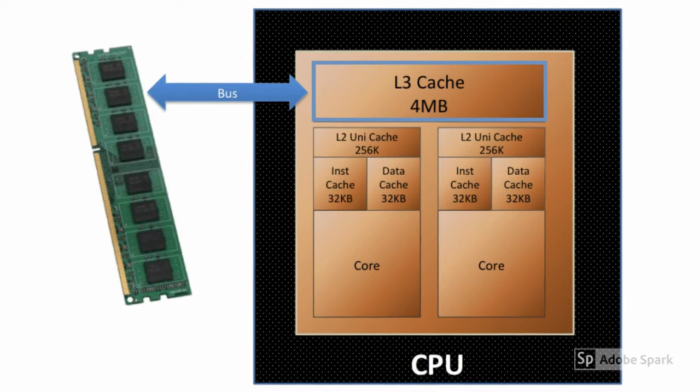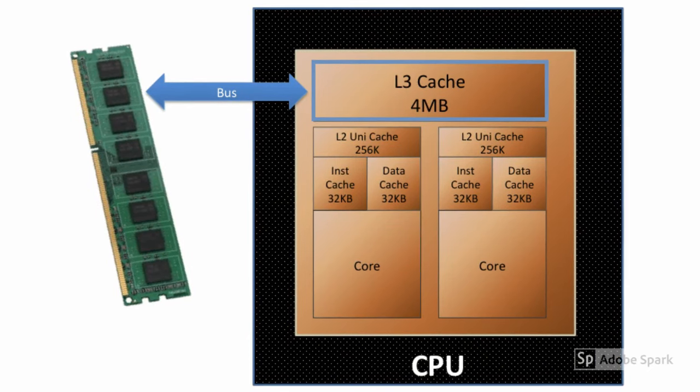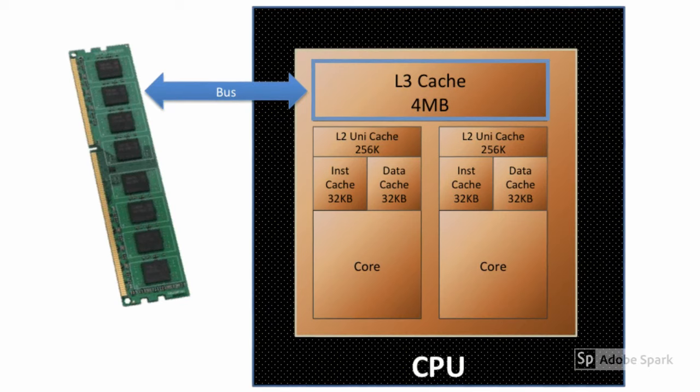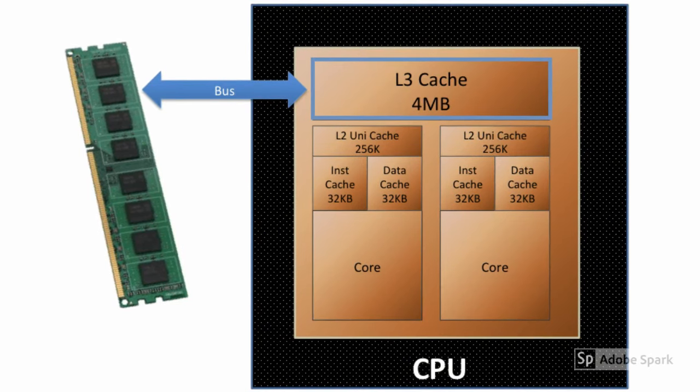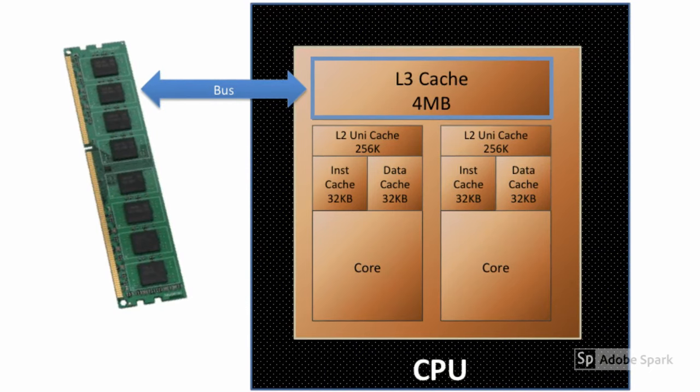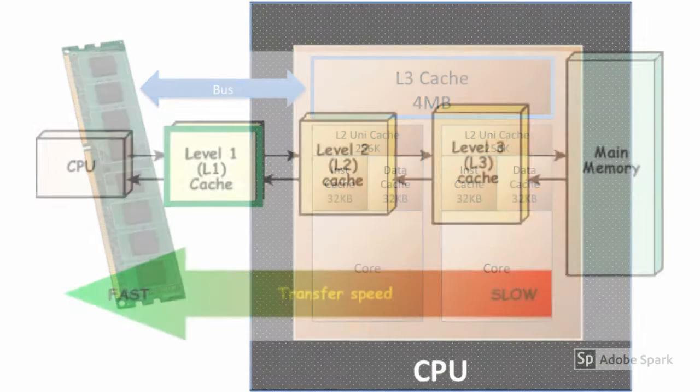L3 cache is the largest cache memory unit, and also the slowest one. Levels 1 and 2 are dedicated to their own CPU core, but level 3 is shared between all the cores in the CPU, taking up a large chunk of space.